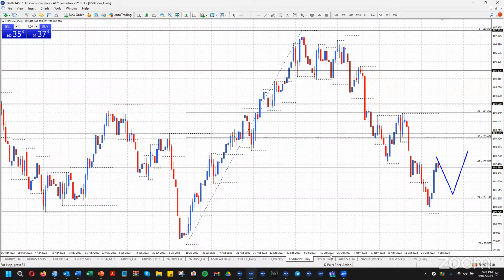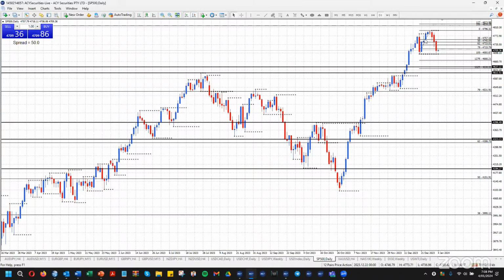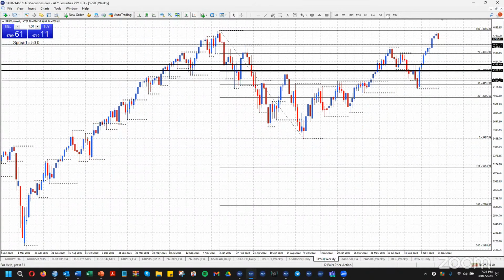Now, the S&P 500 hasn't quite changed trend yet, but it has failed just ahead of the all-time high. It's actually almost taken out the last two trading weeks preceding.